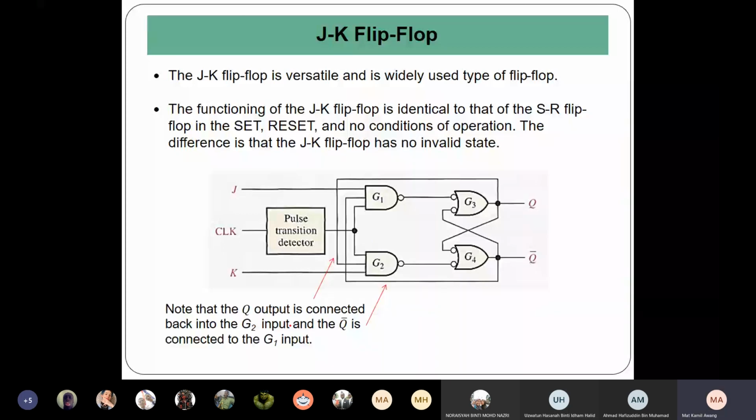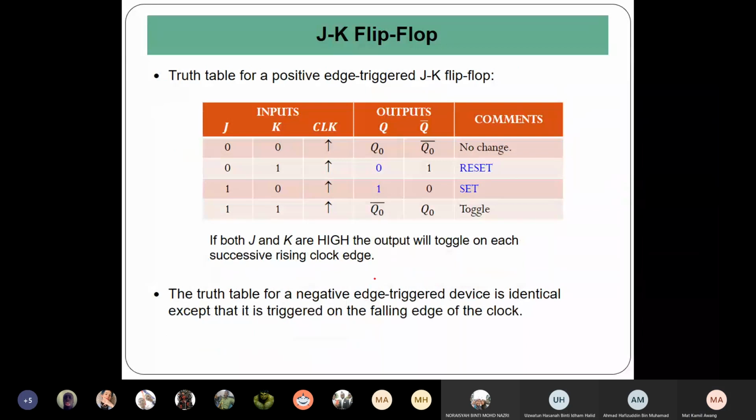Okay. Note that the Q output is connected back into the G2 input and the Q bar is connected back to the G1. So basically the difference is that with the SR flip-flop, you have this line and this line, this feedback, these two lines. If you take out these lines, then it is exactly an SR flip-flop. Okay, that is the truth table of JK flip-flops.